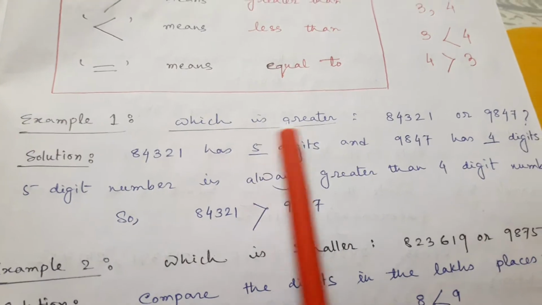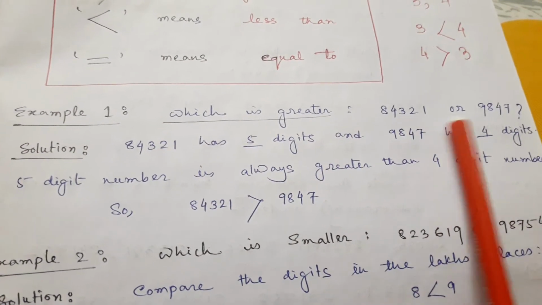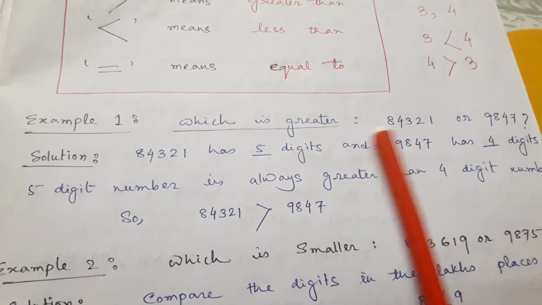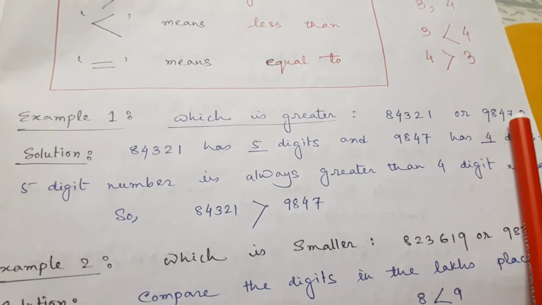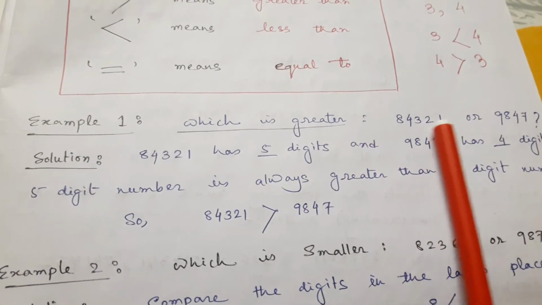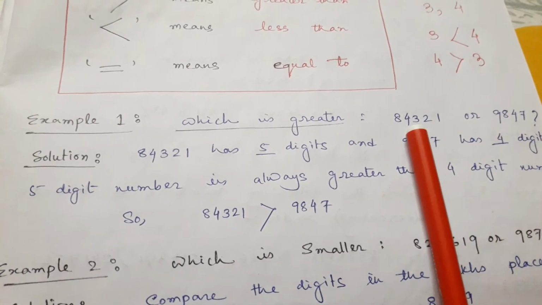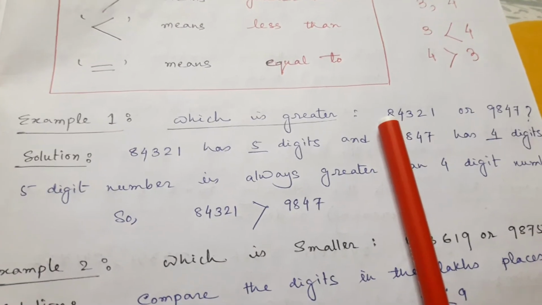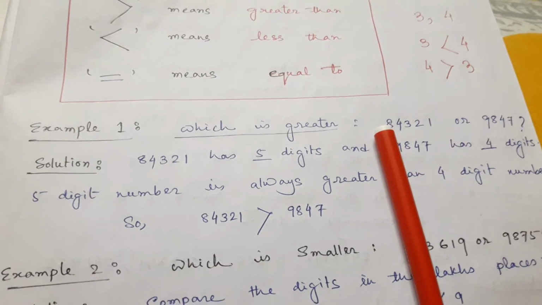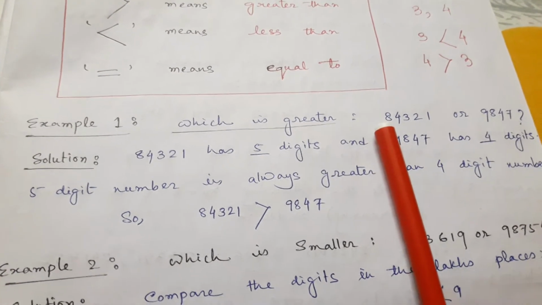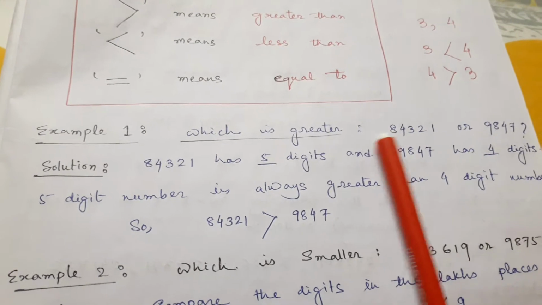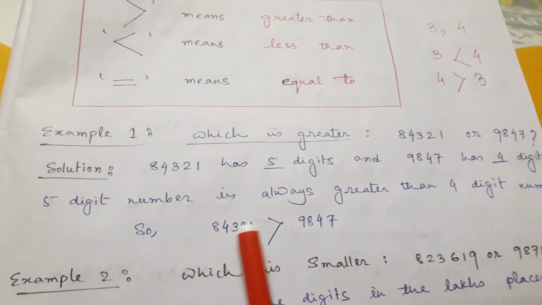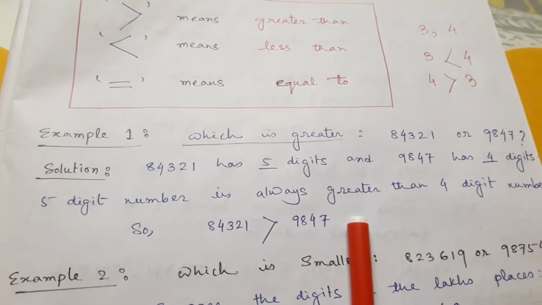So example 1, which is greater, 84321 or 9847? Now see, this is a 5-digit number and this is a 4-digit number. So if you have a 5-digit number and a 4-digit number, always remember that a 5-digit number is always greater than a 4-digit number, or we can say a 6-digit number is always greater than a 5-digit number. So for this case we don't need to compare the digits, so we can simply write 84321 greater than 9847.